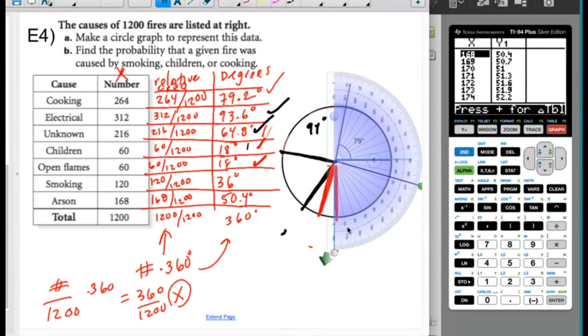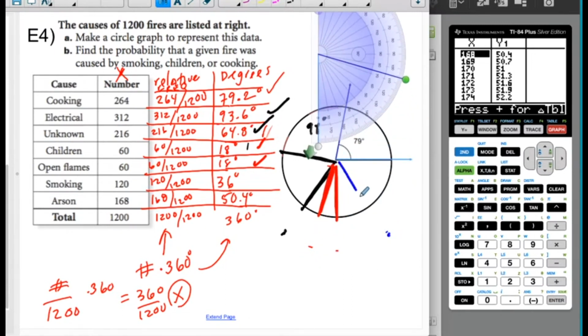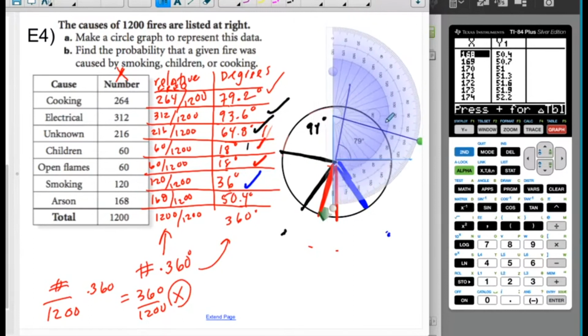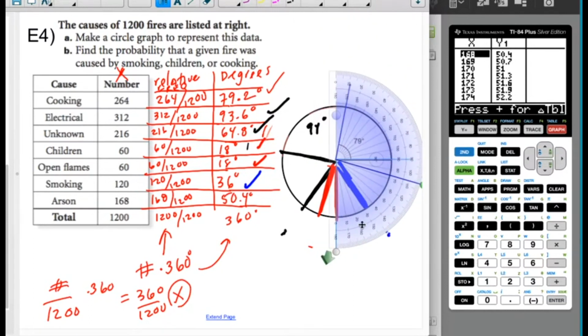So I need a 36. So again, I line this up with the last line. I count out to, there's my 30. So there's about 36. It doesn't have to be perfect, right? And then I move this guy out of the way. And so you'll notice the 36 is about twice as big as the 18s because it should be, right? And then the last one I should get is about a 50.4. And if I did my job right, then this is close enough to a 50.4.